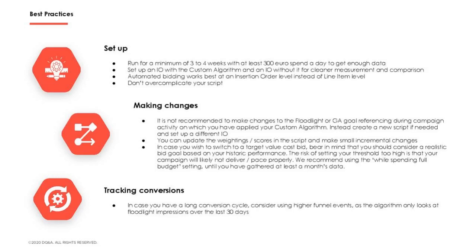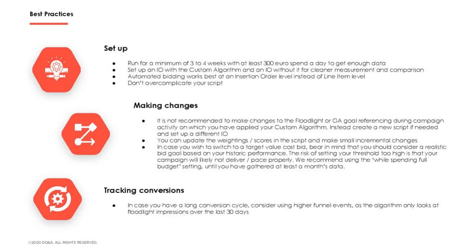Automated bidding works best at insertion order level instead of line item level. The reason for that is that you can manage at insertion order level the bidding from the line items that sit underneath it. The last point in the setup is don't overcomplicate your script. Keep it to the point. If anything, set up different scripts if you want to test different things and run the same experiment that I mentioned. For making changes, once you have anything live, it's not recommended to make any big changes that reference back to any Floodlight or GA goal during the campaign activity.